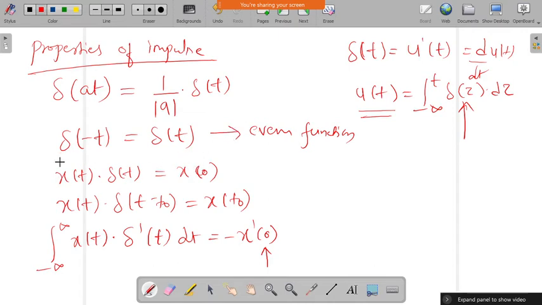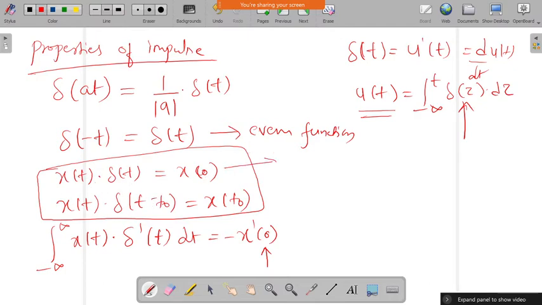Most of the time we will use this property more: whenever we multiply a signal with the impulse at t equal to 0 or some shifted version, we need to take the corresponding signal value. Most of the time these properties will be used.